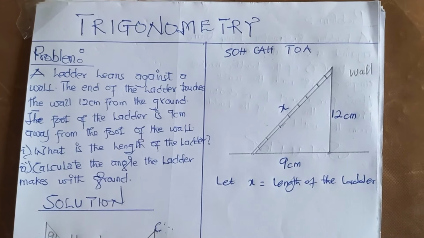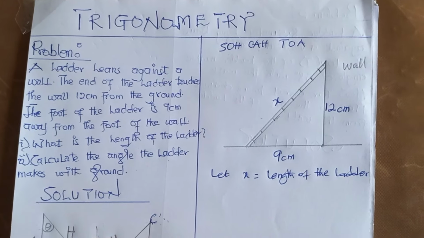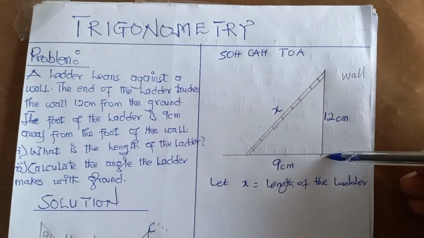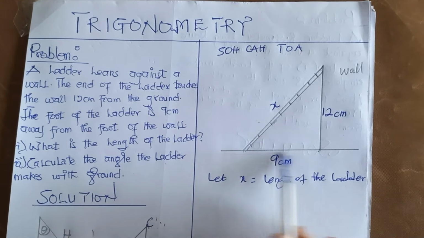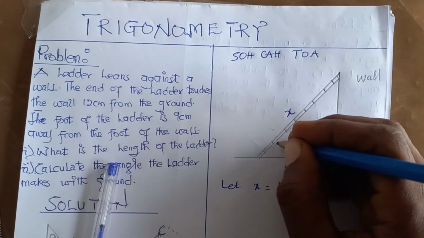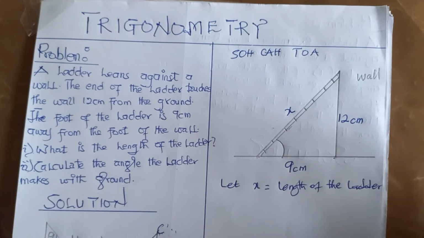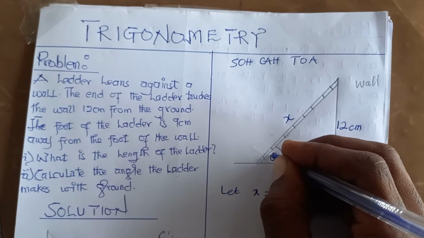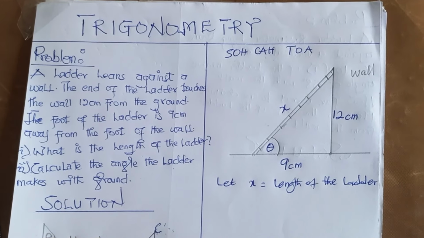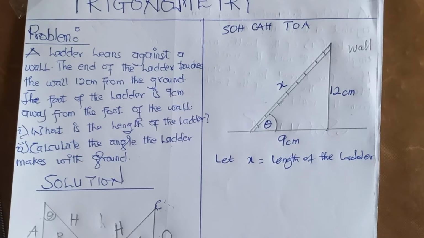Okay. And what else? Calculate the angle the ladder makes with ground. Oh, okay. So this way it makes with the wall, and this way it makes with the ground. Okay. So we are talking about this side. Okay. So let's call it theta. Good. So this is how our sketch would look like.